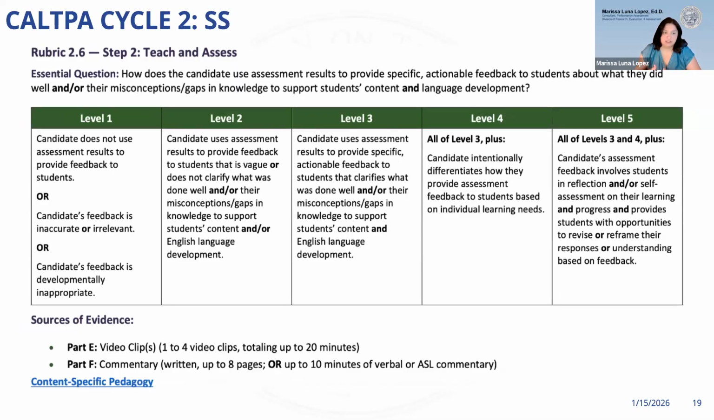It's content specific. But in cycle 2, before, if you were around in version 7 and before, ELD was assessed in cycle 1 for CalTPA, and cycle 2 focused on academic language, or you just didn't have to include English language development. It could be just academic language. But now cycle 2 is the space where ELD is assessed. So in this space, the candidate is using assessment results to provide specific actionable feedback.